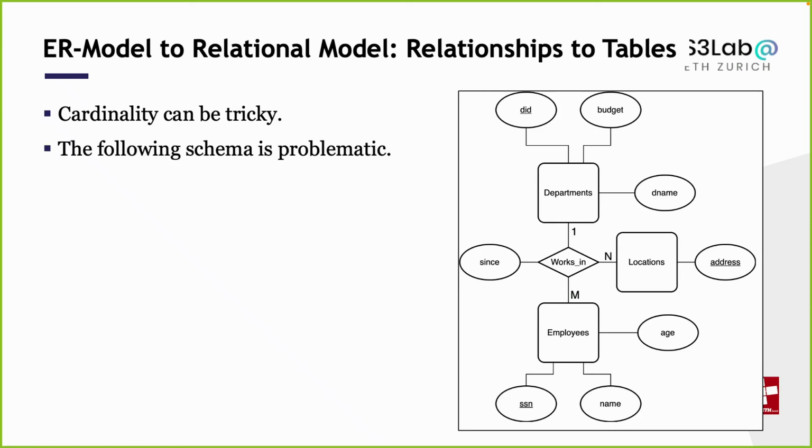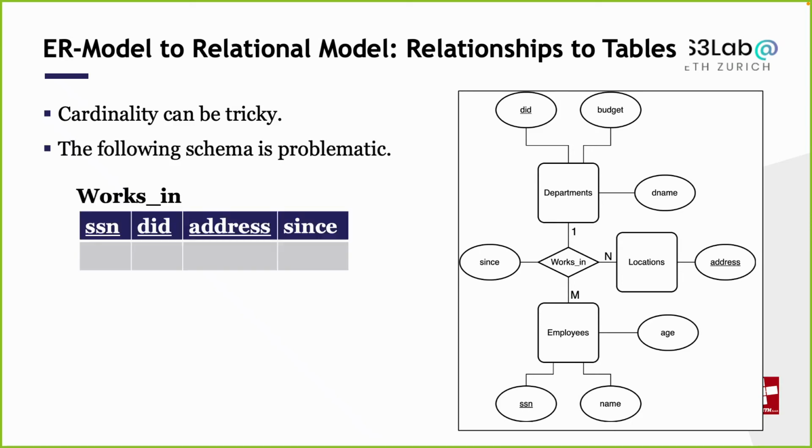How can we do the translation? Can we do the translation like this? If you just take the principle and say the works in becomes a works in relation, and we still have the combination of the keys from all the participating entity sets as a key. If you have the SSN from employee, department ID, and address from location, the combination as a key, is this still correct? So we write that down, it's not correct, okay? But who agrees it's not correct? Who is not sure why it's not correct?